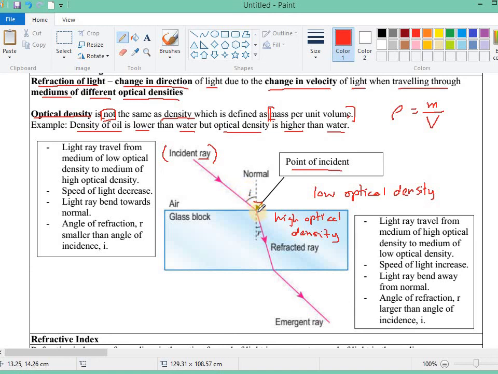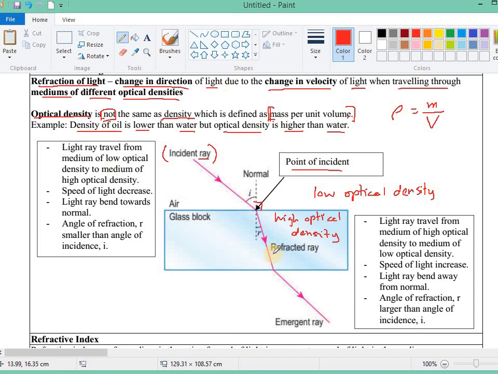And then when the light goes into the glass, it goes into higher optical density, so the speed of light will decrease. The light becomes slow, and it will refract towards the normal, or bend towards the normal. So we have r, the refracted angle, which is smaller than the incident angle.